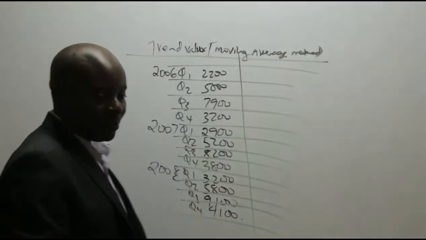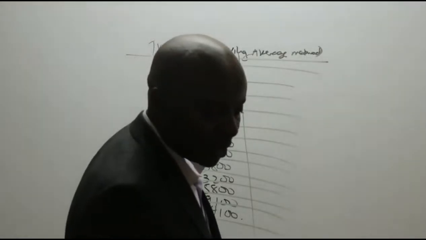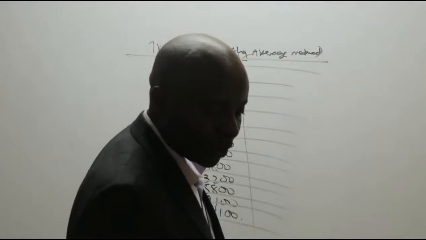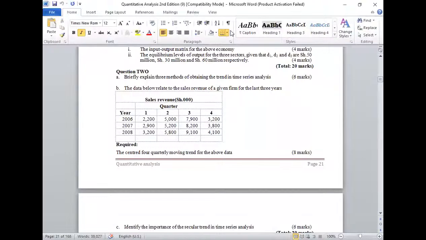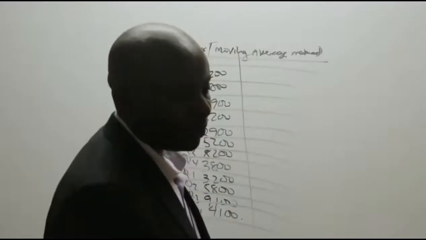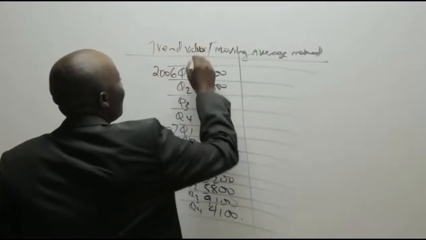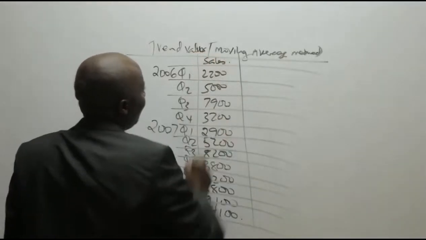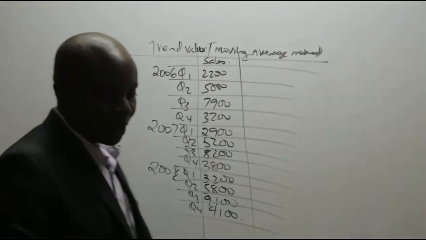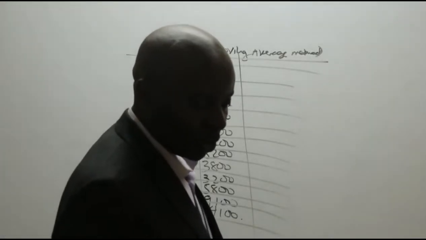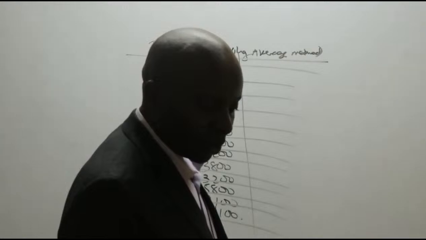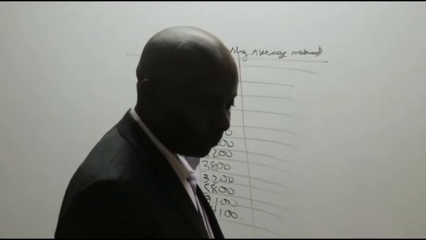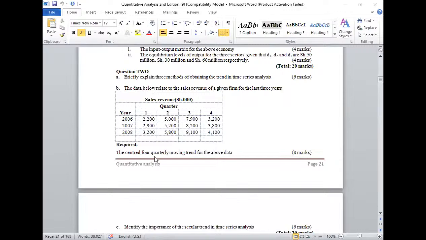Okay, so these figures here, they have told us they represent sales revenue. So these are our sales parameters. And if you look at the question itself, what do they want us to do? The centered moving average.